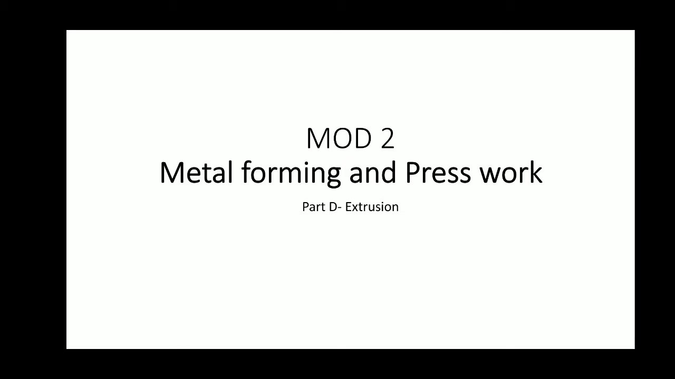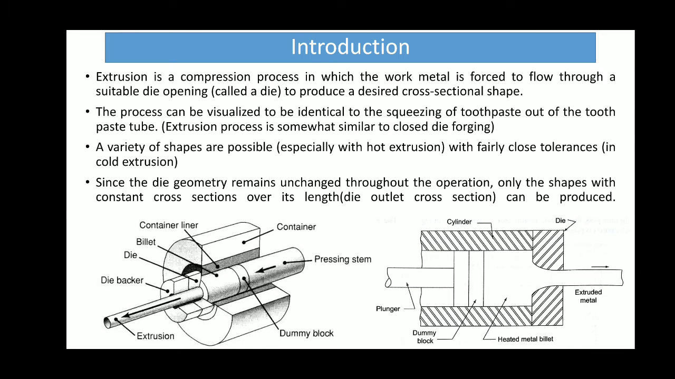So it's from the same module, module 2 about metal forming and press work, and this part D will be about the extrusion process. Okay. So now what is this extrusion process or how can we define it? Extrusion is a compression process where the work metal is forced to flow through a suitable die opening.